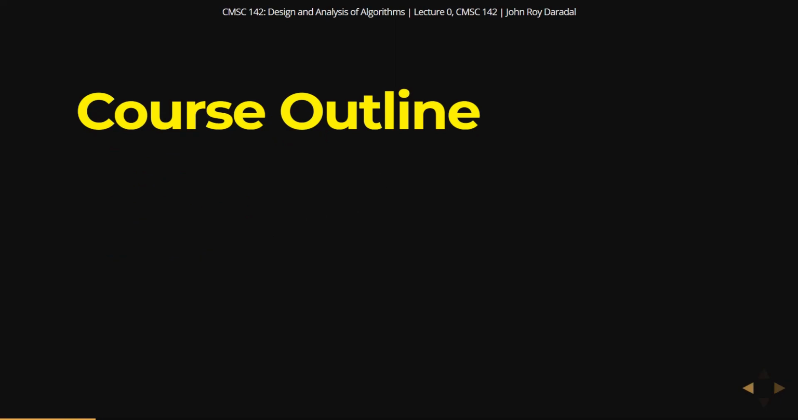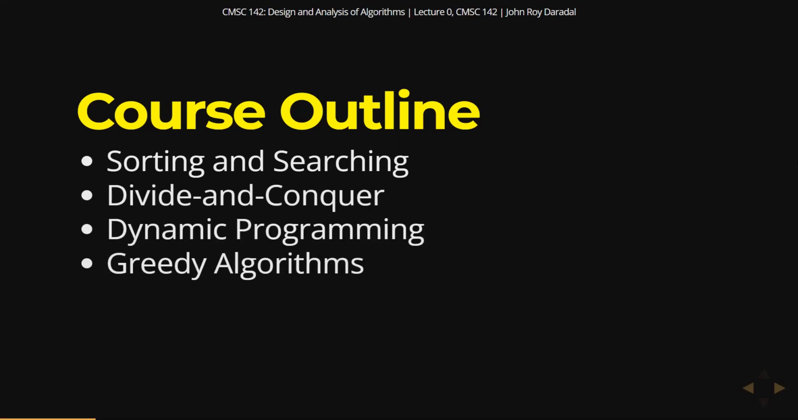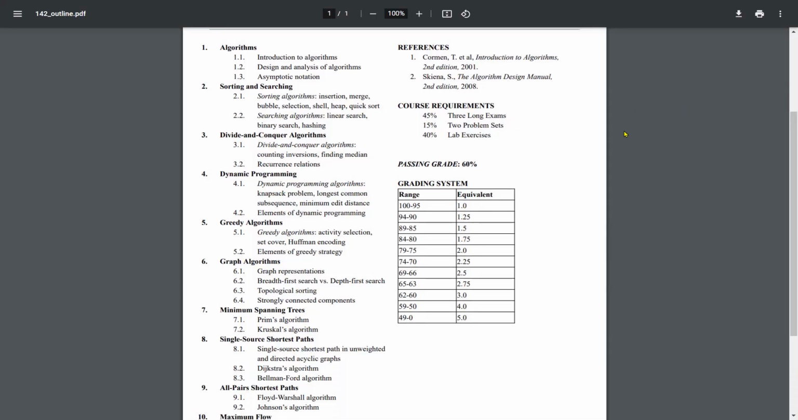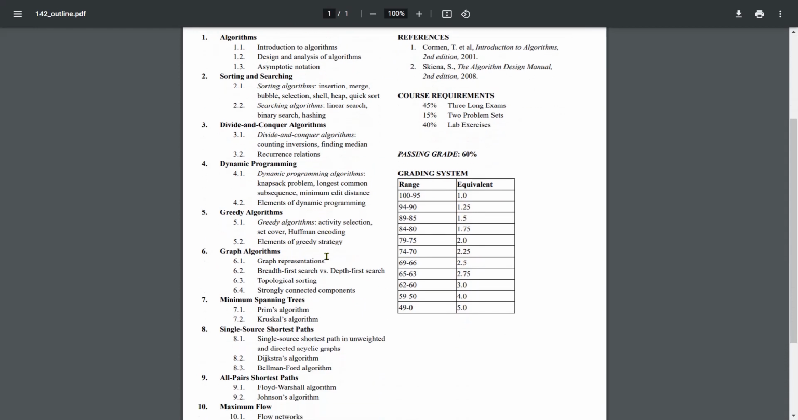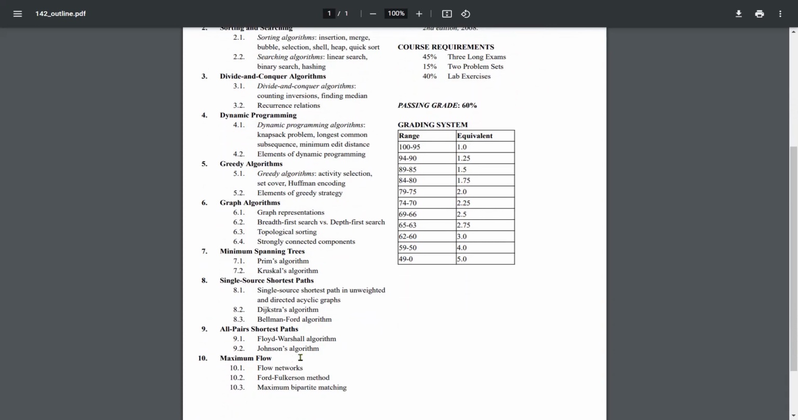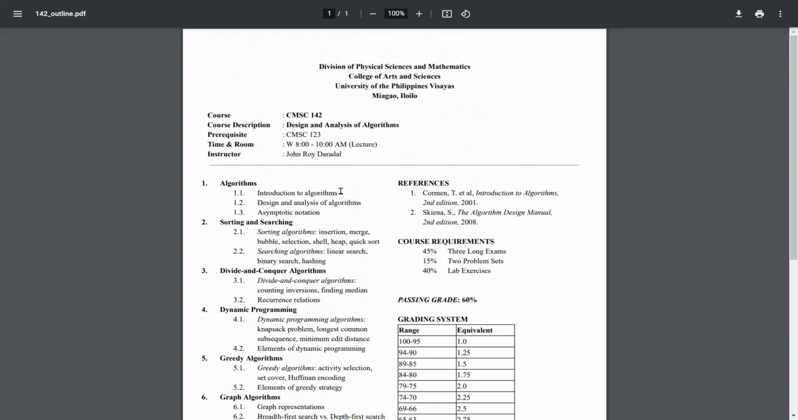So let's go over the course outline, so that you know what topics we will cover in this course. We'll look at sorting and searching algorithms, divide and conquer algorithms, dynamic programming, greedy algorithms, and graph algorithms. For the detailed version of the topics, you can check the course outline.